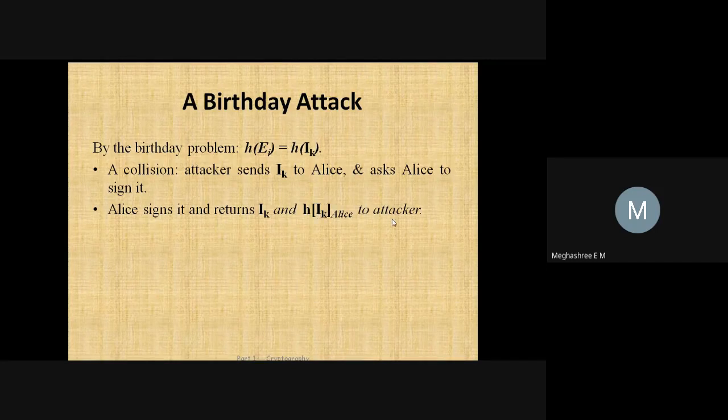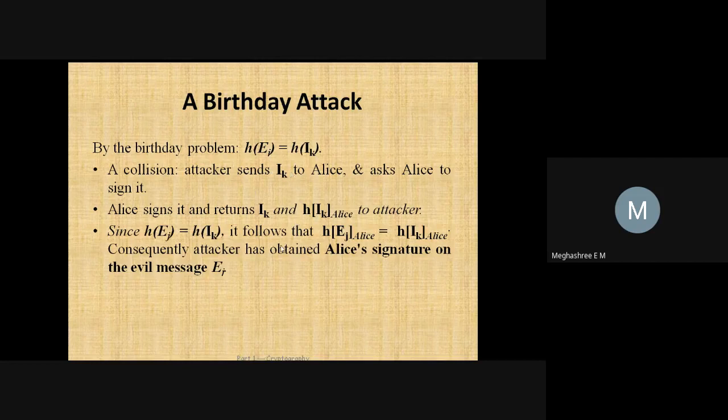Once the attacker has Alice's signature, obviously he can attack all the messages that are supposed to be signed by Alice. Since h(e_j) is equal to h(i_k), the hash value of the evil message is equal to the hash value of the innocent message, right? When this happens, obviously the attacker will obtain Alice's signature on the evil message. So this message can now be sent to Bob, right?